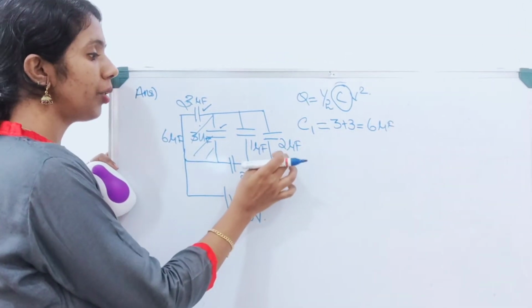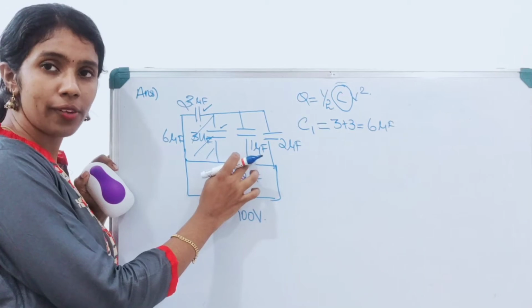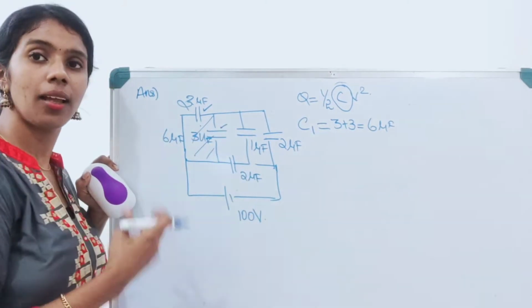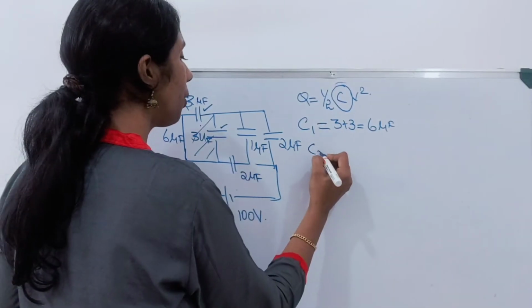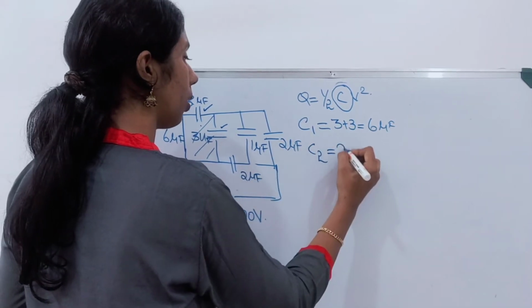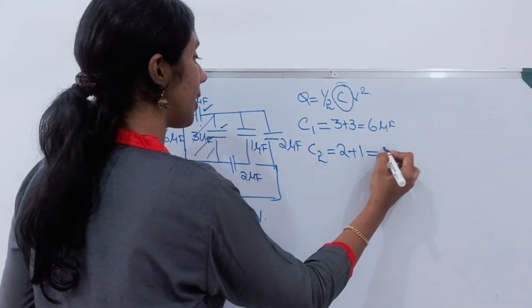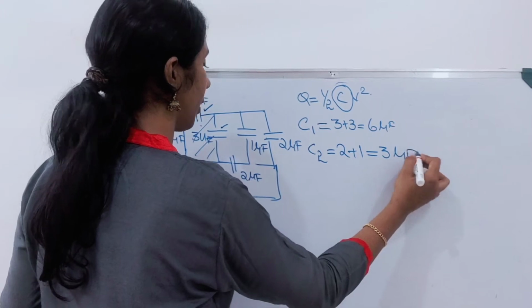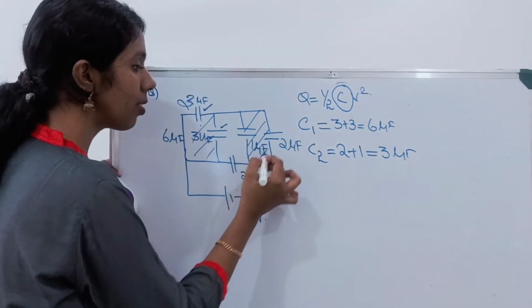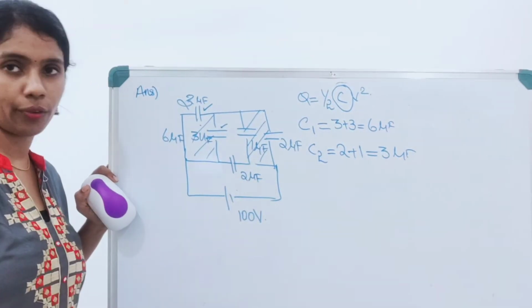Similarly, 2 microfarad and 1 microfarad, again they are connected in parallel. So C2 is equal to 2 plus 1, which is equal to 3 microfarad. So the capacitance of this combination is 3 microfarad.